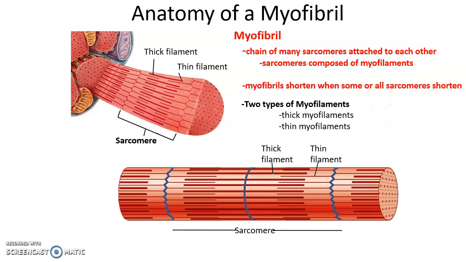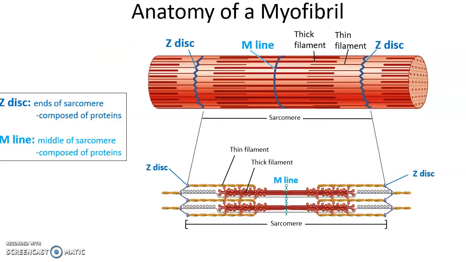There are two types of myofilaments. There are thick filaments and thin filaments. And the thick filaments are thicker than the thin filaments. There are also some specific structures within the sarcomere that have been given names. The dense protein structures at the ends of the sarcomere attaching it to its neighboring sarcomere, those are called Z-discs. So Z-discs are at the ends of the sarcomere. Then down the midline, the middle of the sarcomere, is a structure called the M-line. So another protein structure called the M-line running down the middle of the sarcomere.